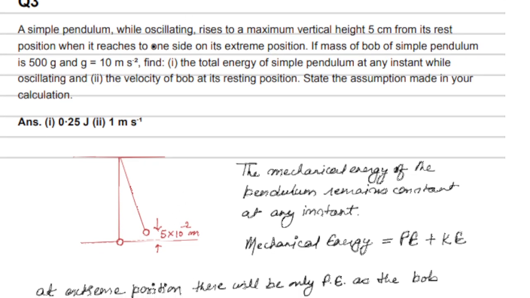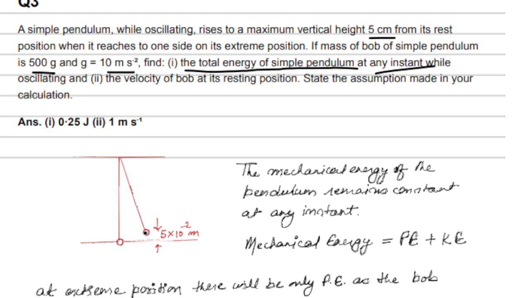A simple pendulum, when oscillating, rises to a maximum vertical height of 5 centimeters from its rest position when it reaches one side of its extreme position. If the mass of the bob of the simple pendulum is given as this much and we have to take g as 10, we have to calculate the total energy of the simple pendulum at any instant. Total energy means they are asking about the mechanical energy, which is potential energy plus kinetic energy.